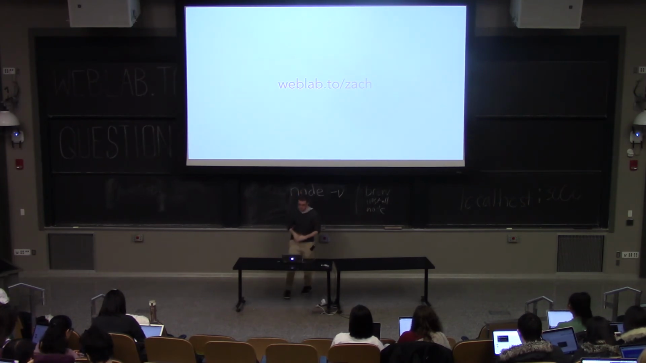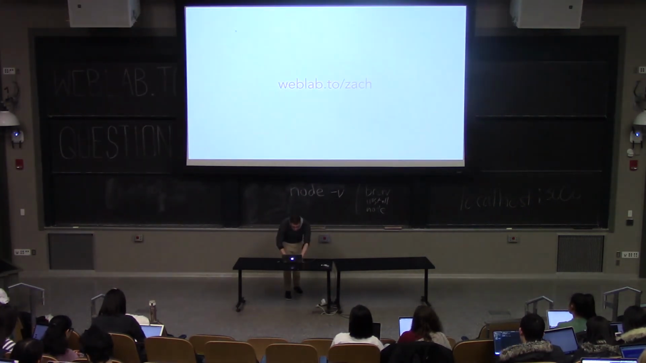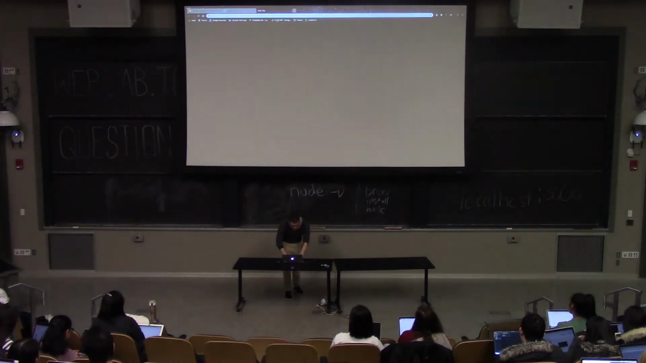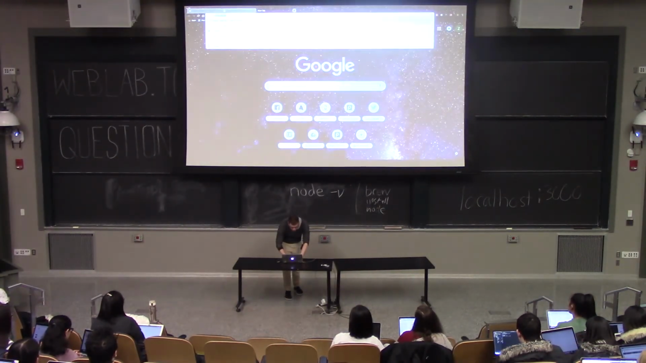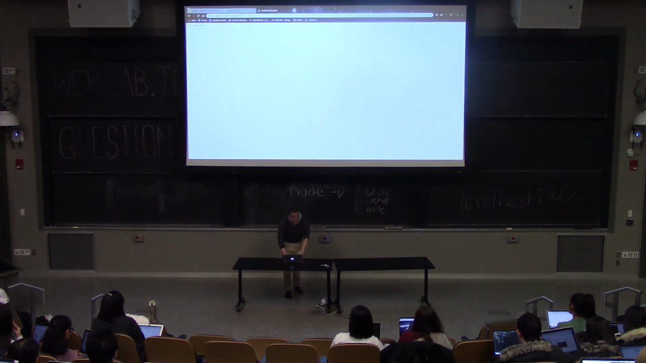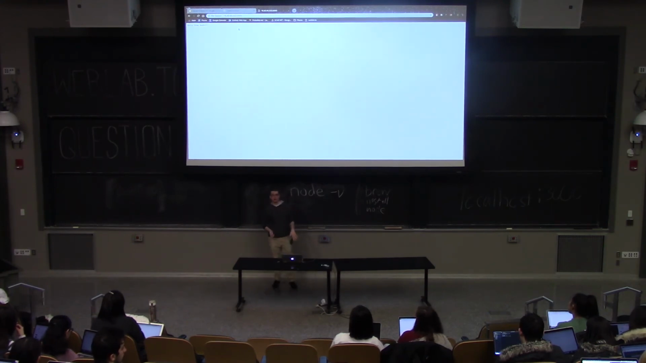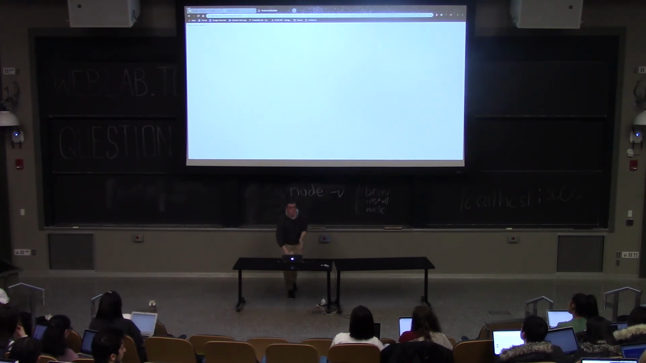If we go back here and do weblab.to/Zach, and we get this, you'll see these numbers at the top. Those numbers are just the address for my computer. So that's how it does that connection. It goes to that address, and then the 3000 again is just that port.